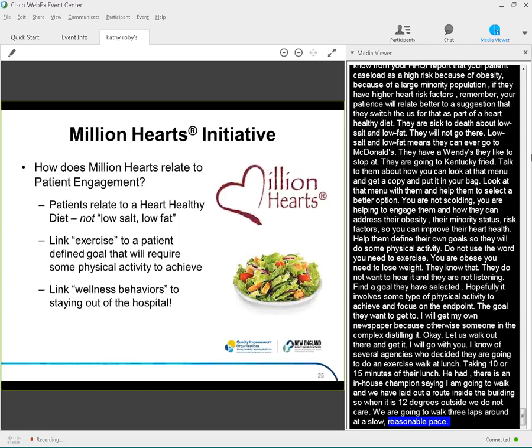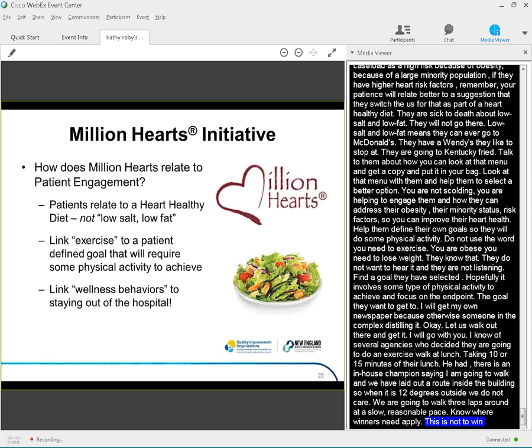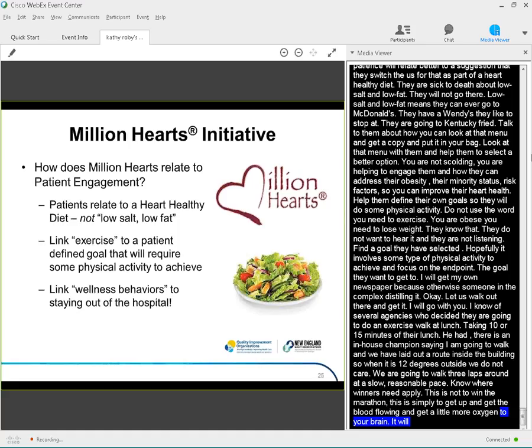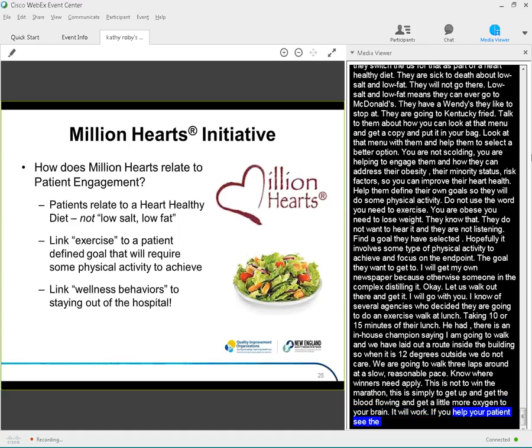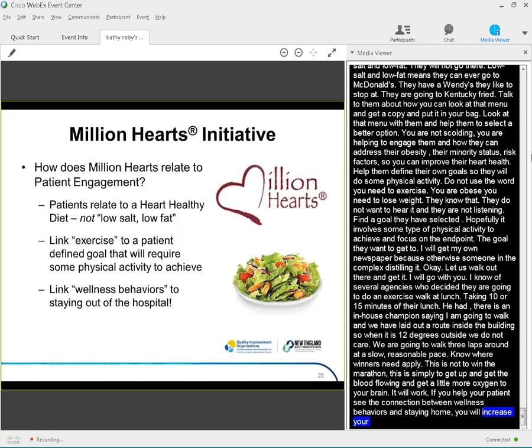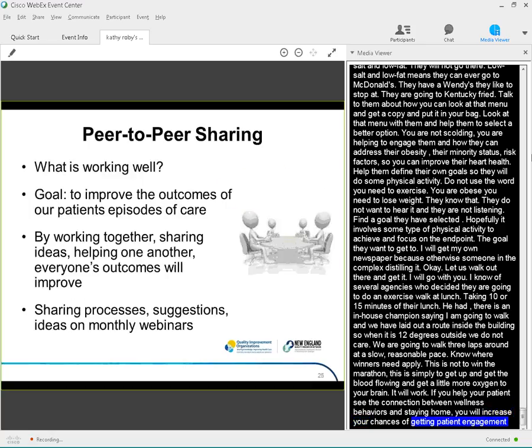And it will work. And if you help your patients to see the connection between wellness behaviors and staying home, you will increase your chances of getting patient engagement at least tenfold. And you'll help your staff to buy in as well.